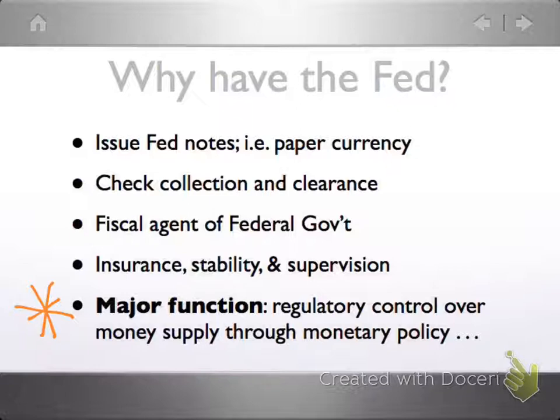1, they issue our currency. So every paper dollar has Federal Reserve note on it, and you can see which district it's come from by analyzing the bill. Number 2, they clear checks, and it's a central storing house for that.